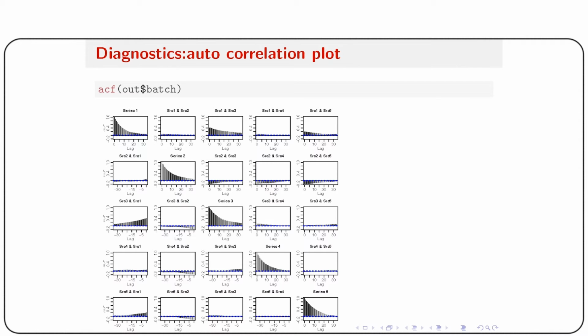And to see the dependency of the samples, you can do an ACF plot, autocorrelation function plot. Just simply pass out dollar batch through the acf function, and that will generate a matrix plot of all the different lags and the ACF functions, showing how it varies.